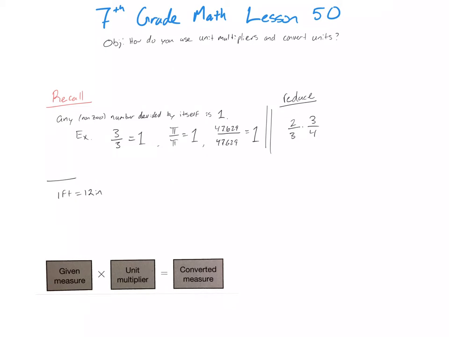Our objective is how to use unit multipliers and convert units. Before we get started, you need to remember that if you take any number that's not 0 and divide by itself, it is 1. For example, 3 over 3 is 1, pi over pi is 1, and 47.629 divided by 47.629 is equal to 1.